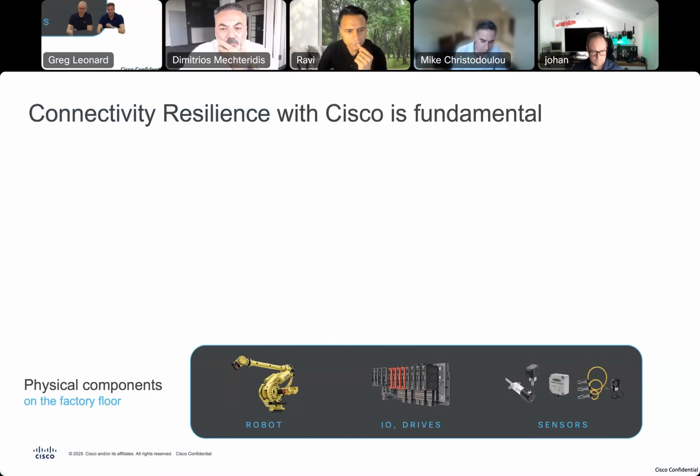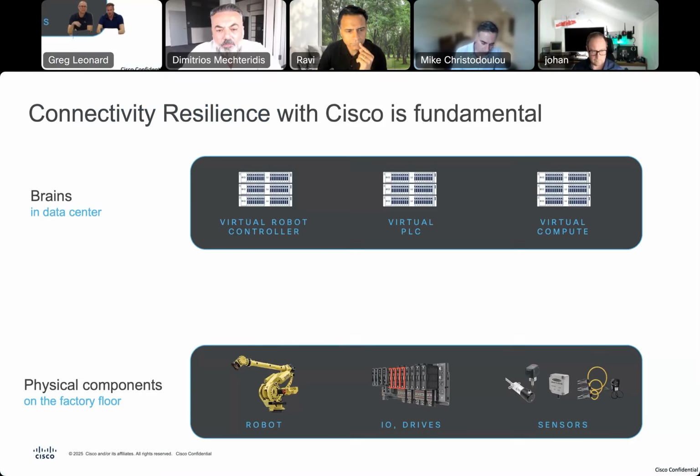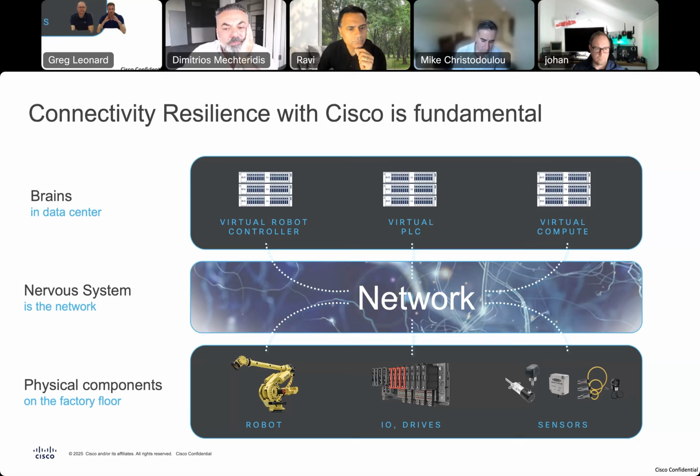And that's pretty much how Cisco helps ensure connectivity resilience in OT environments. Lastly, with regards to connectivity resilience, on the physical component side of the factory floor, we've got robots, I/O drives, and sensors. These are all communicating with the brains of the operation, which resides in the data center. That might be high performance virtual compute, virtual PLC, and virtual robot controllers. Critical to all of this is the central nervous system, which is the network. And that's where Cisco comes in.